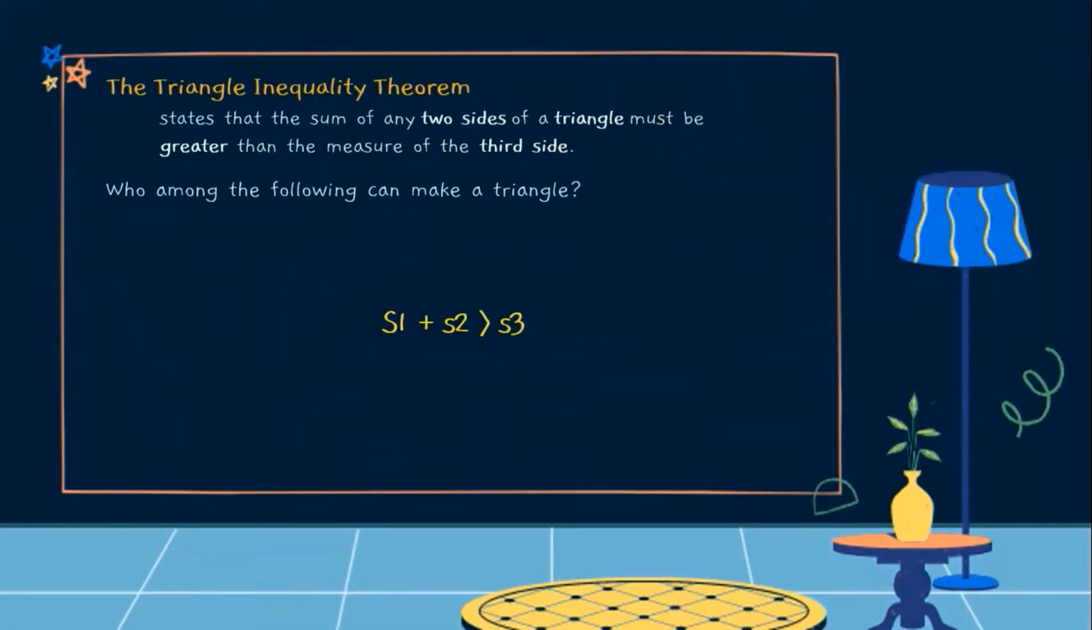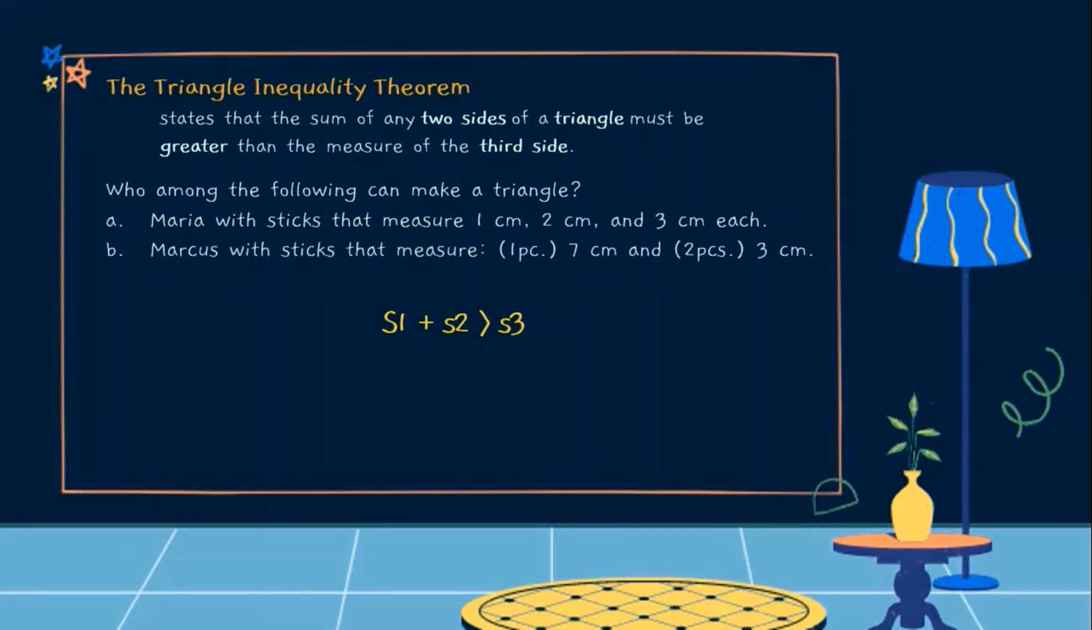Who among the following can make a triangle? A. Maria with sticks that measure 1 cm, 2 cm, and 3 cm each. B. Marcus with sticks that measure a piece of 7 cm and 2 pieces of 3 cm sticks. Or C. Cassiopeia with 3 pieces of sticks that measure 3 cm each. So, meron tayo dito ng tatlong bata.